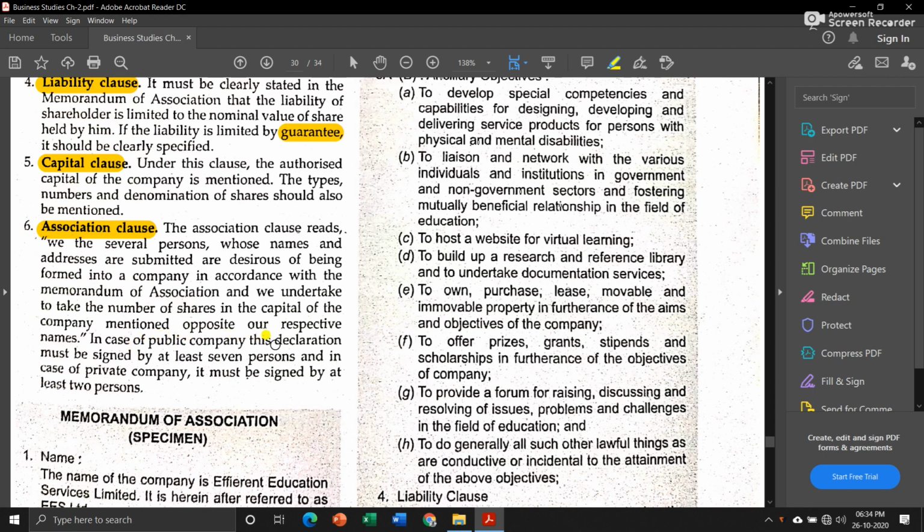In case of public company, this declaration must be signed by at least 7 persons, and in case of private company, it must be signed by at least 2 persons. Sorry, means not all the shareholders, but in case of public company, since we know that number of shareholders can be unlimited, at least 7 people should sign this association clause, and in case of private company, only 2 persons can sign.